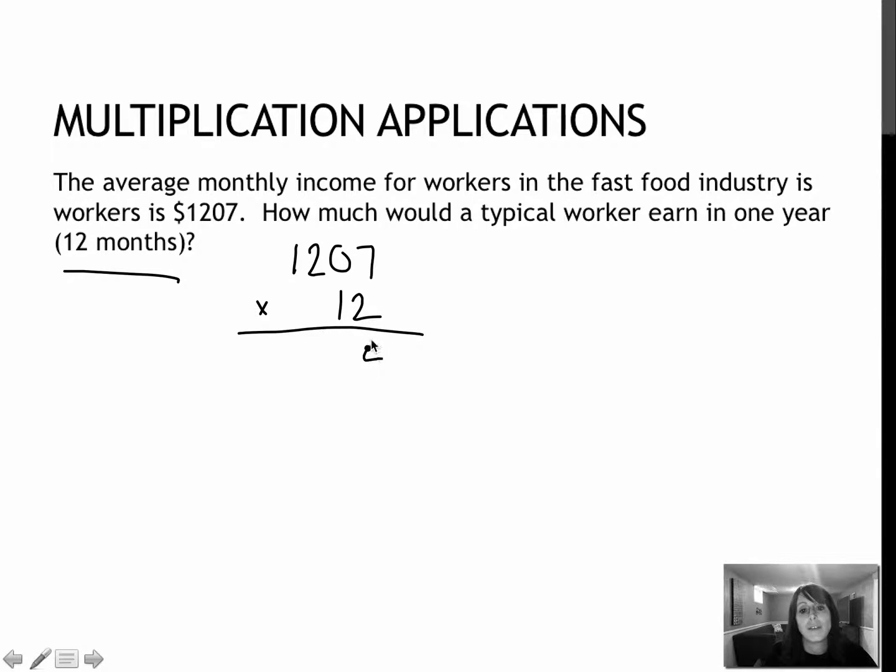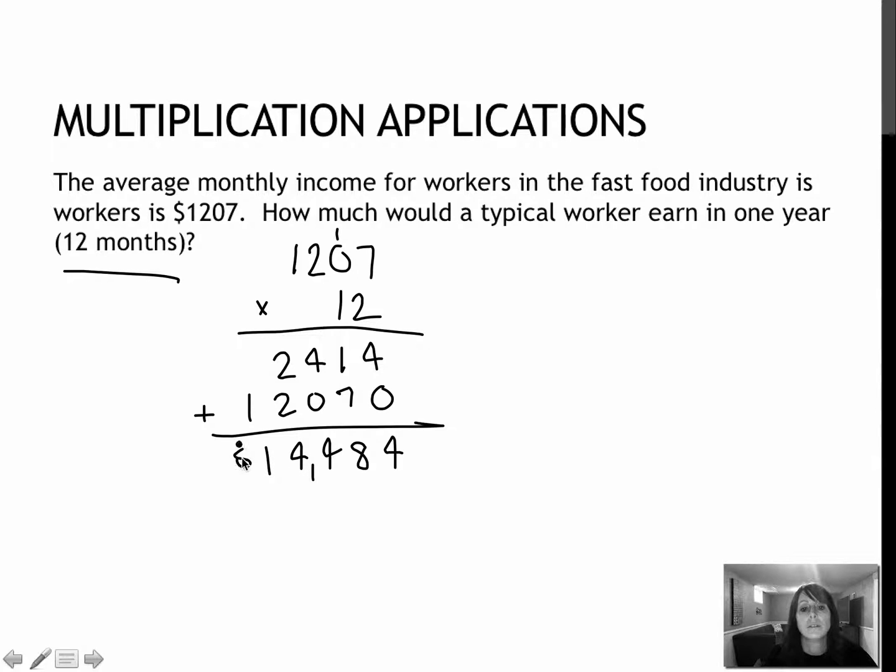So 2 times 7 is 14, carry the 1. 2 times 0 is 0 plus 1. 2 times 2 is 4. 2 times 1 is 2. And then again, this one I'm multiplying by the 10, so I'm going to write a 0 as a placeholder. And then I'm simply going to take all of those values times 1 and add them together. So 4 plus 0 is 4, and then I get 8, 4, 4, and 1.